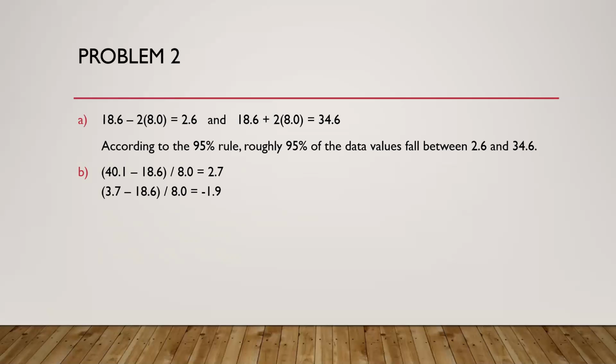Even though it didn't ask for it, we could say that for that person with the 40.1% body fat, that person was 2.7 standard deviations above the mean. And likewise for the person with only 3.7% body fat, that person was 1.9 standard deviations below the mean. We were asked to tell which one is more extreme, and it would be the one with the largest absolute value for the z-score. So the person with 40.1% body fat would be more extreme.